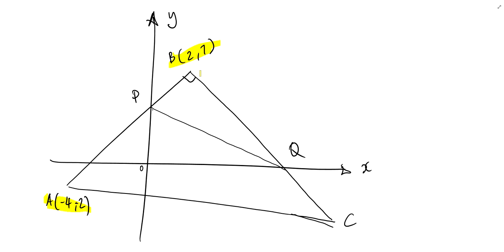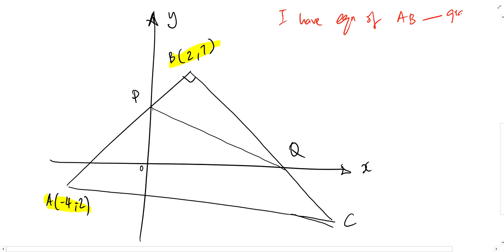That's the y-intercept. I also know the gradient of BC, because the product of gradients of two perpendicular lines will be -1. Since I know the gradient of BC and I have one coordinate, point B, I can find the equation of BC. So these are the things that I can already get. I have the equation of AB, means I have the gradient AB, I have the y-intercept of AB, which is actually point P. Then I have also the gradient of BC, meaning I have the equation of BC.